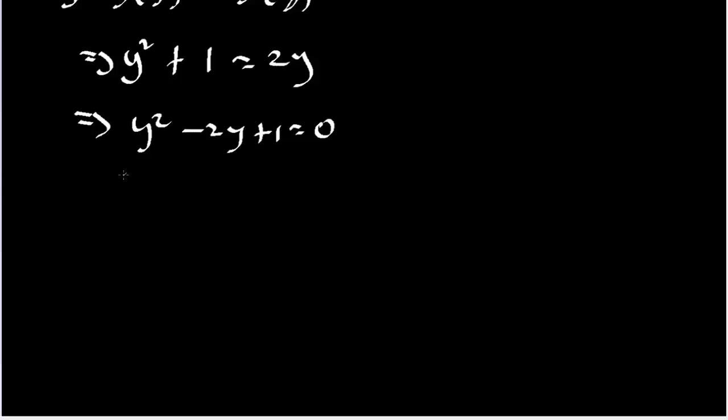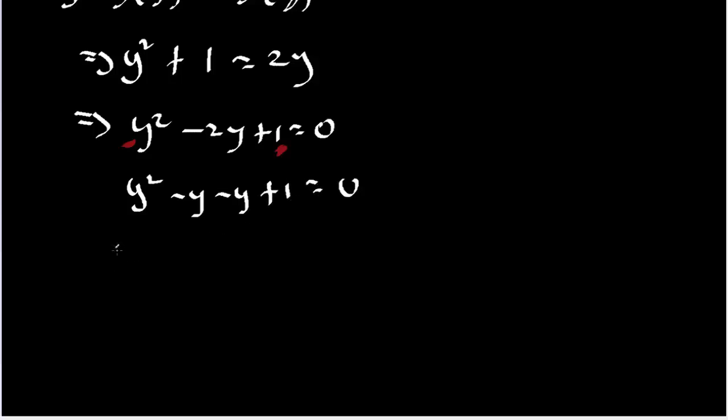So I'm going to multiply the coefficient of y squared by the constant, and the coefficient of y squared is simply 1. So if I multiply by the constant, which is also 1, I'm going to get 1. Factors of 1 here, that if I add, I'll get negative 2, and then if I multiply, I get 1, and I think that will be negative 1, negative 1. So that means that I'll get y squared minus y, then minus y plus 1 equal to 0.